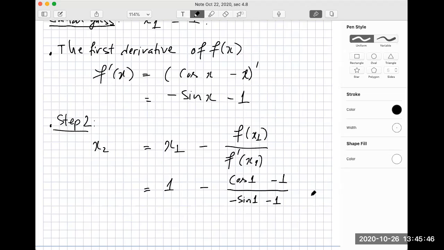Then please use your calculator and compute this. Remember, when we compute trig function, change the degree to radians. And tell me what you get for x2.